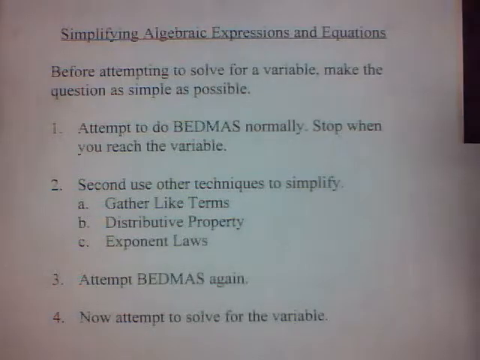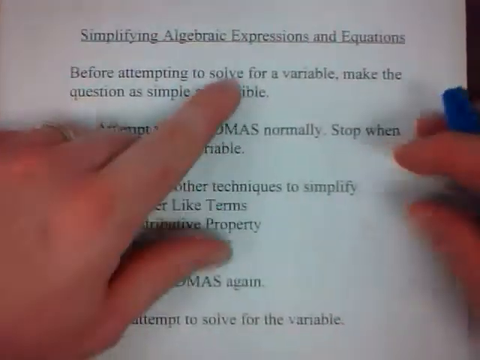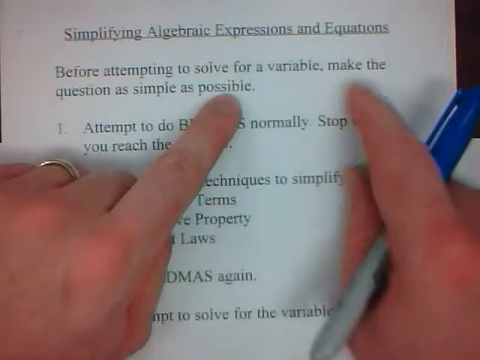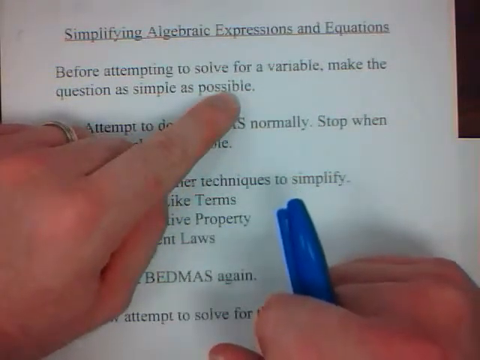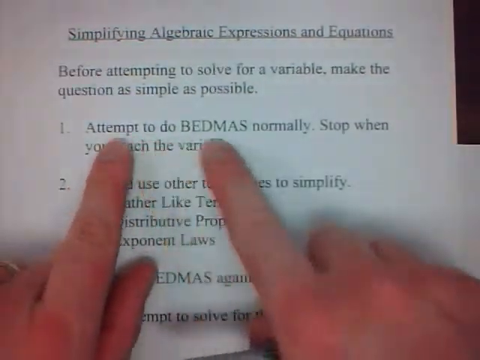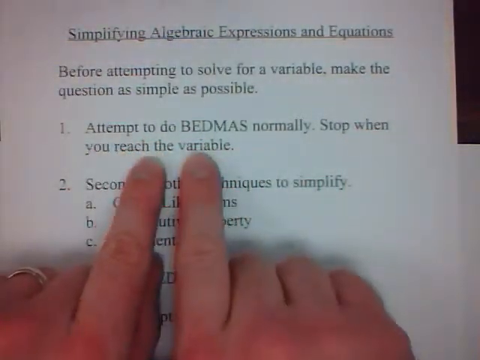Simplifying algebraic expressions and equations. So before attempting to solve for a variable, make the question as simple as possible. There are all kinds of things you can do to make the question easier so it's not so hard to do. The first one is attempting to do BEDMAS normally and stop when you reach the variable.